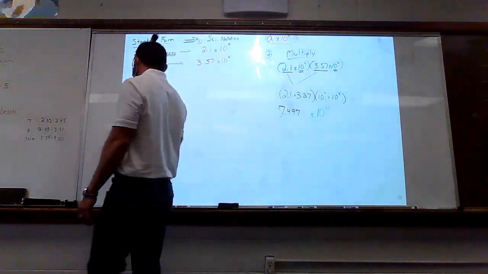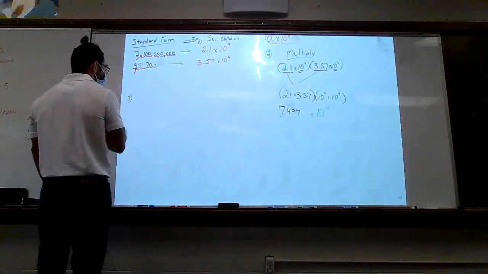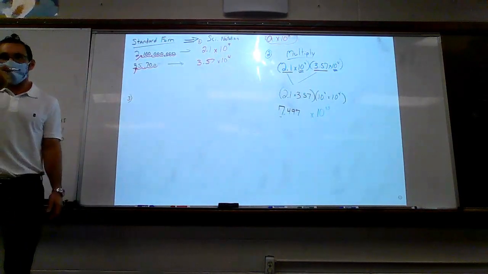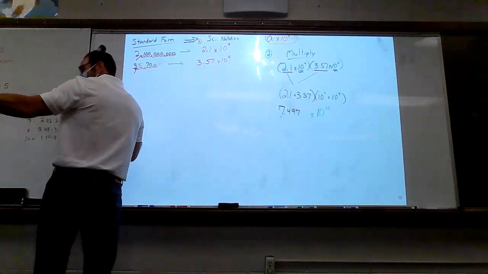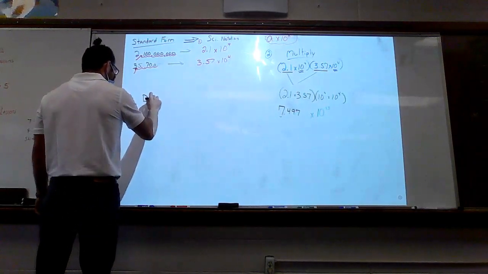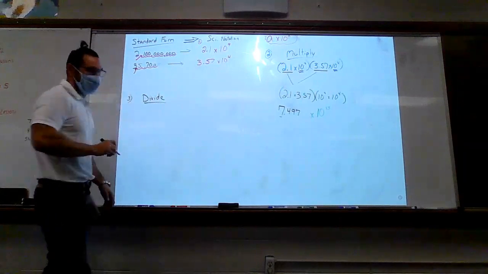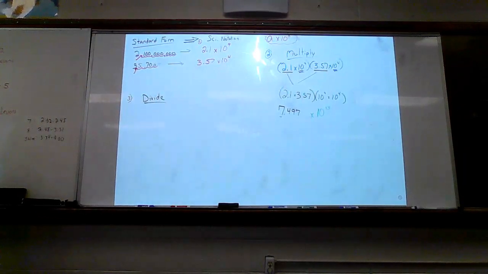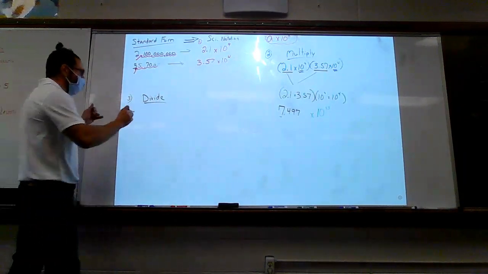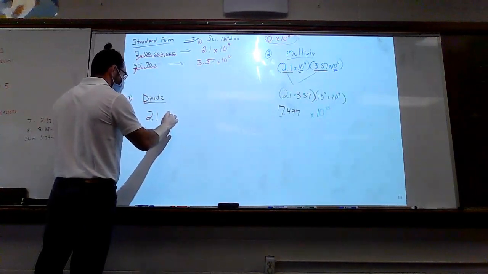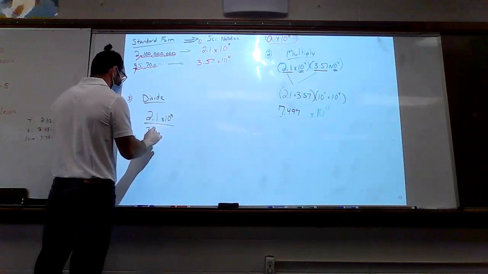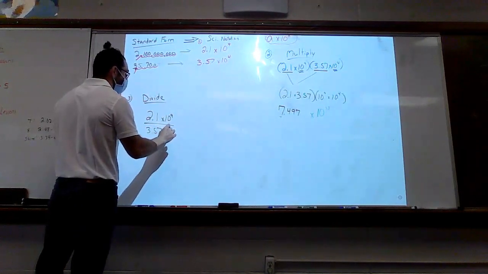Okay, so step 1, we changed to scientific notation. Step 2, we multiply. Guess what we're going to do for step 3? Anybody want to take a wild guess? Chris? Got it. Nice work. So we're going to divide. We're going to do the same thing. We're going to take 2 and 1/10 times 10 to the 9th, and we're going to divide it by 3 and 57/100ths times 10 to the 4th.